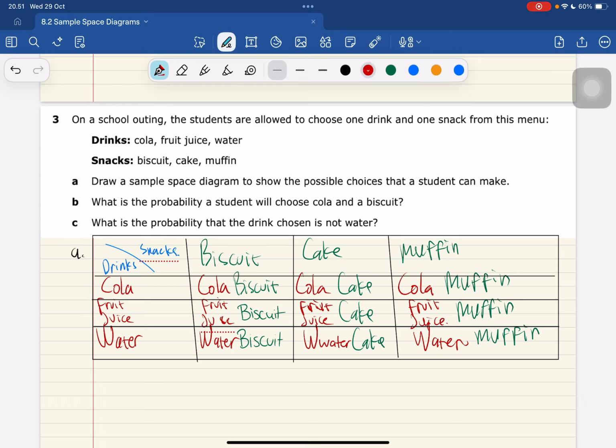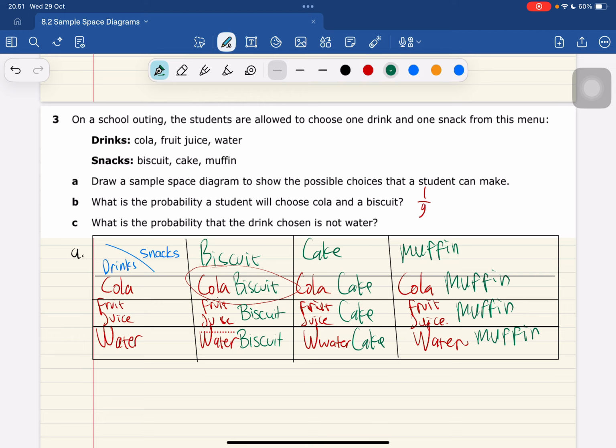Next question. What is the probability a student will choose cola and biscuit? So where is cola and biscuit? There's only one here. So only 1 over all of them, which is 9.